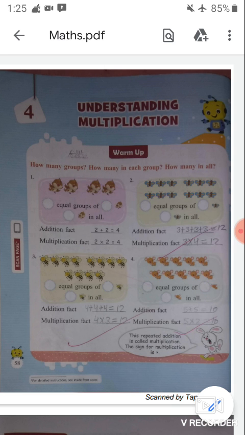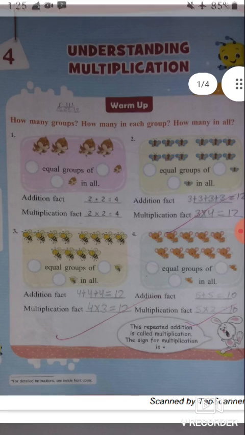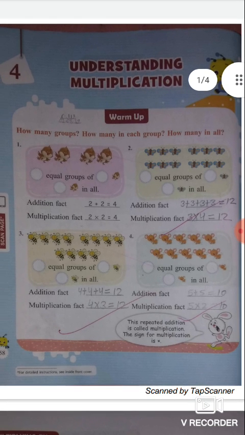How many groups? How many in each group? So students, here we are going to find how many groups and how many in each group. And after that, how many in all.